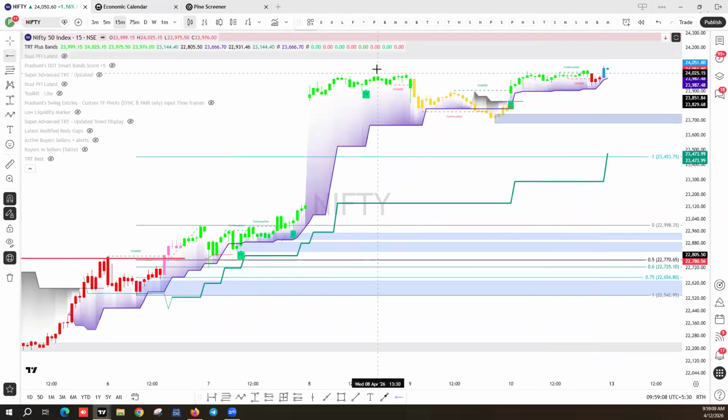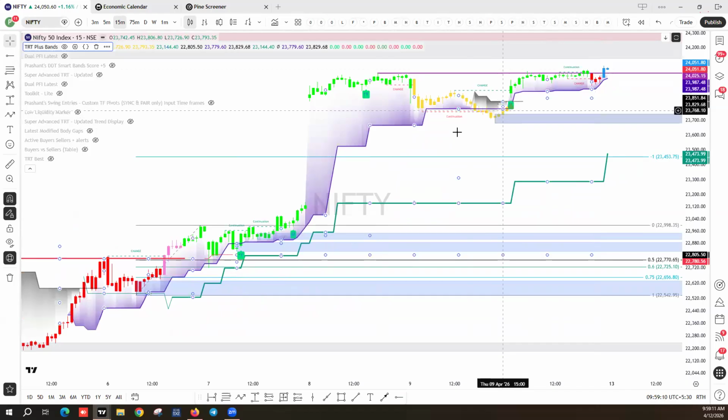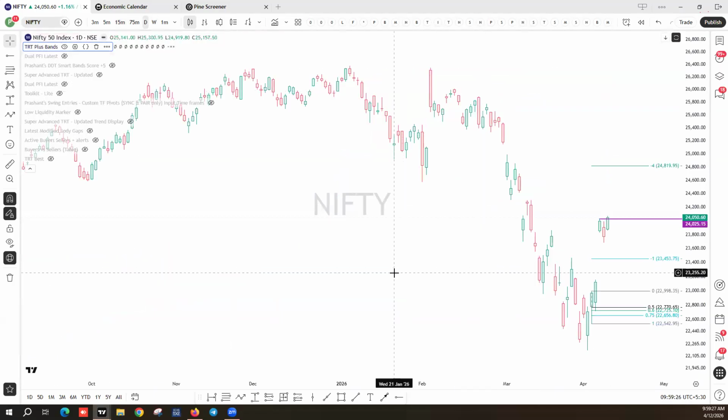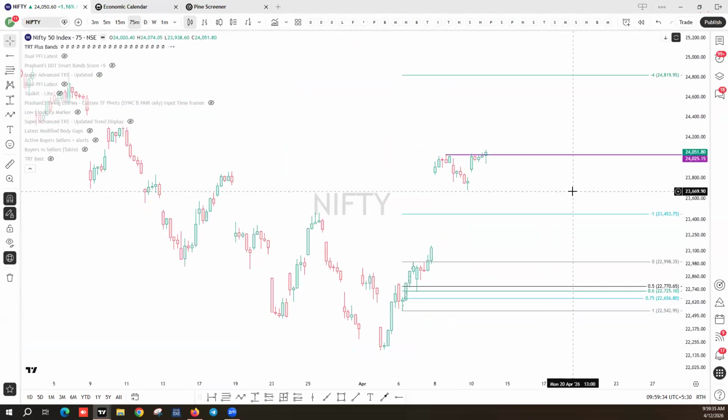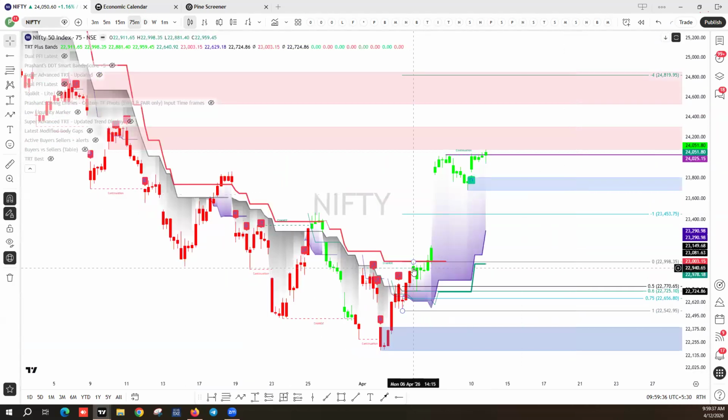1st April. On this one, before the yellow candle, I don't remember exactly. On 5 minutes, it appeared a good breakout, I think. See, let's check the daily chart. Daily chart is bearish. It is near the bias band. You said 75, yes.